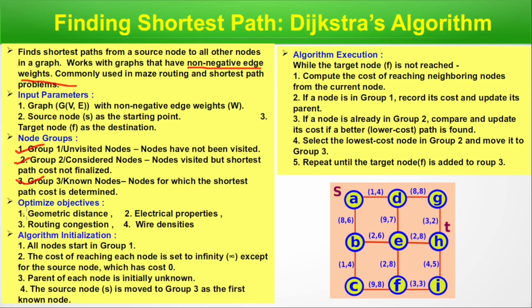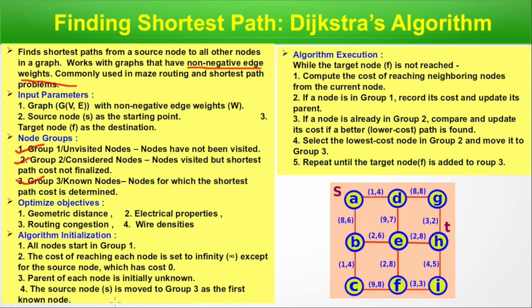So the optimization objectives are geometric distance, routing congestion, electrical properties, and weight densities. These are the optimized objectives. For algorithm initialization, all nodes start at group 1. The cost of reaching each node is set to infinity, except for the source node, which has cost 0. This is the source and this is the target. The parent of each node is initially unknown.